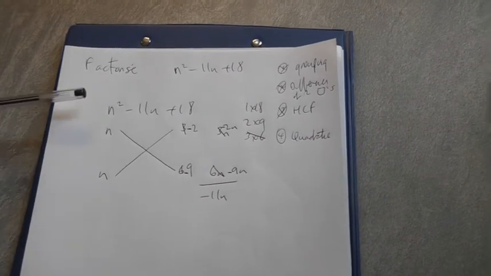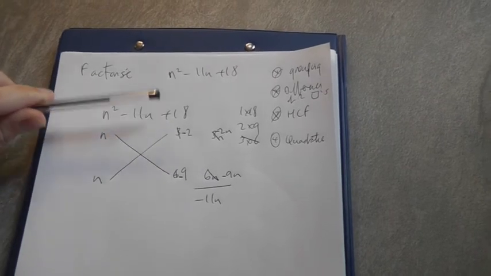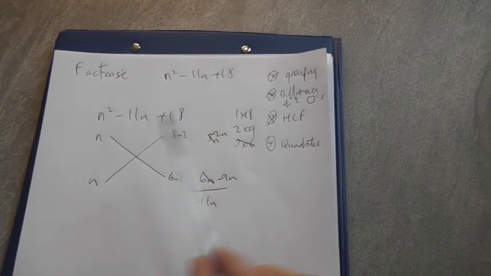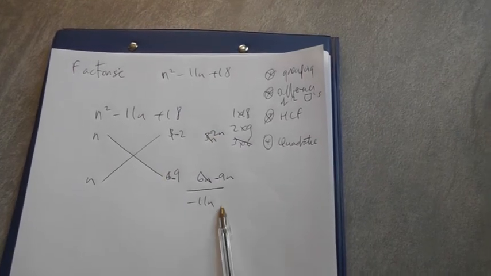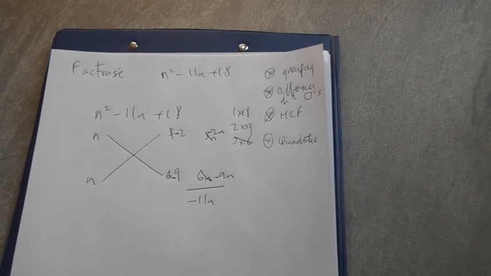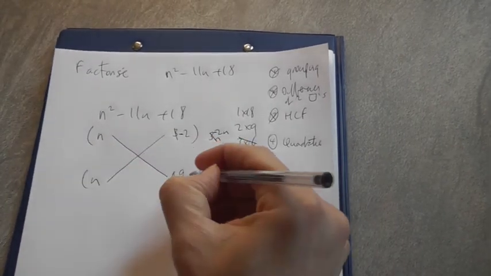So n by n is n squared. That's working really well. A minus by a minus is a plus. That works well. 2 by 9 is 18. And minus 2n minus 9n is minus 11n. Everything is working out really well here. And that means I can then bracket the top and bracket the bottom, which I will do. There's the top bracketed. There's the bottom bracketed.